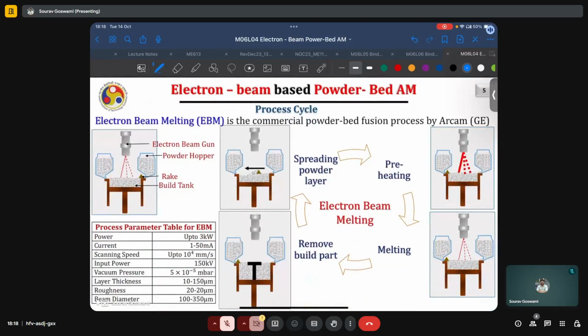In this slide, the typical process cycle for an electron beam melting machine is summarized, and this term, electron beam melting or EBM, is the commercial powder bed fusion process developed by Arcam, which was originally a Swedish company, but I think now it has been acquired by GE.